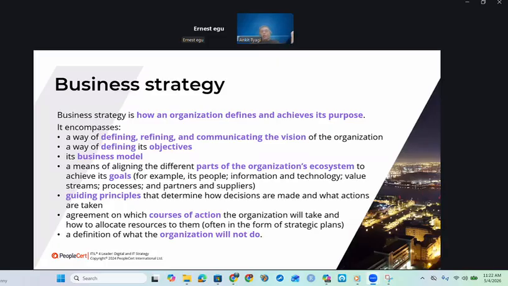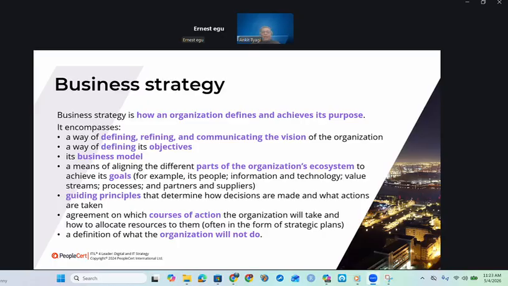A business strategy is how an organization defines and achieves its purpose. Well, of course, as an organization, how are we going to define and achieve the overall purpose? It encompasses a way of defining, refining, and communicating the vision of the organization, a way of defining its objectives, its overall business model, a means of aligning parts of the organization's ecosystem to achieve its goal. For example, people, information and technology, value streams and processes, partners and suppliers. How do they align together?